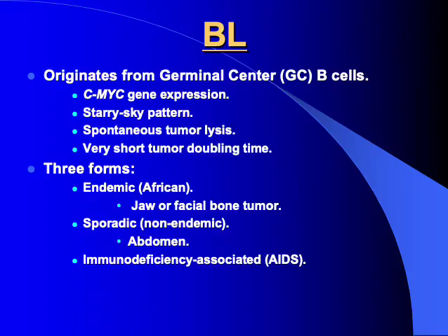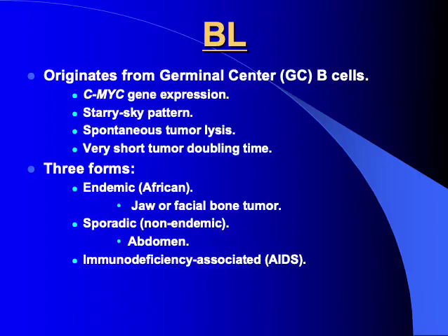There are three forms of Burkitt lymphoma. Endemic type, which is the African type, characterized by jaw and facial bone tumor. I still remember a boy with a very large jaw mass in one of the textbooks. I think it was Muir's of pathology. I don't know if the picture is still present in the new editions.